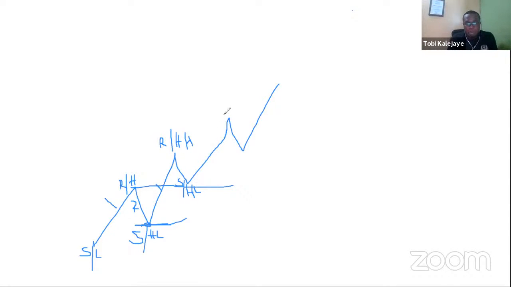Then we'll have another impulse. So when you continue, how do you confirm that price is in an uptrend? Once you are able to spot two successive higher highs, once you're able to spot this pattern, you already understand that price is trending to the upside. On and on like that. You have a higher low, then you have your higher high.